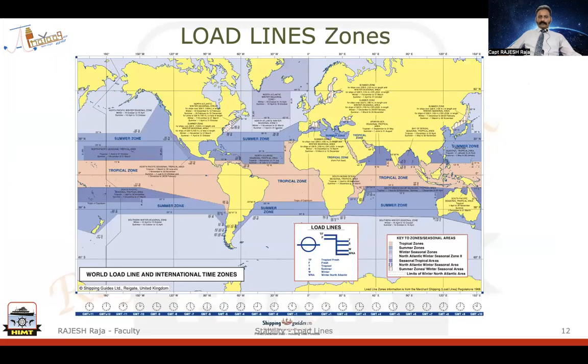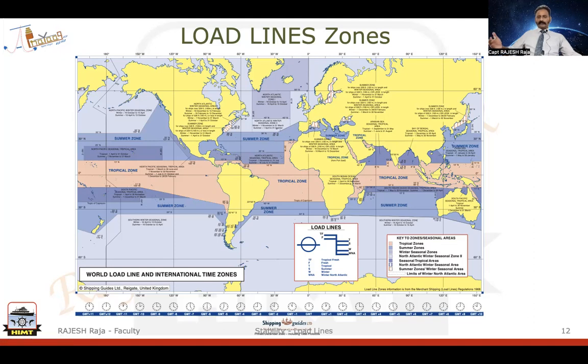Okay. A quick picture of the load line zones around the world. I'm not going to talk about these zones, it's just to highlight and tell you that there are different zones. They're different colored. And just as a quick one, you will see this light brownish color area. They're all your tropical zones because they are near your equator.